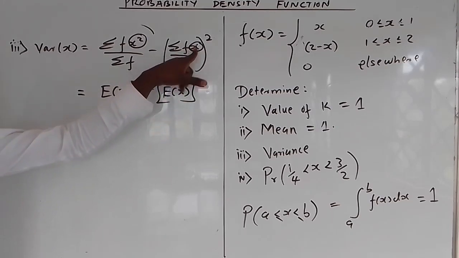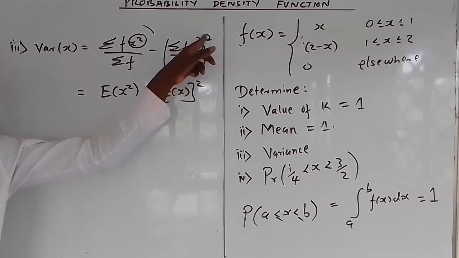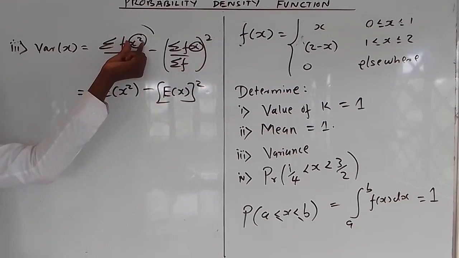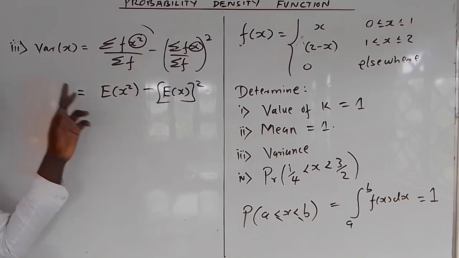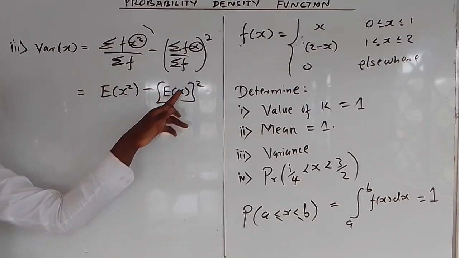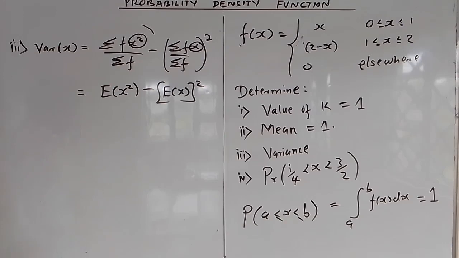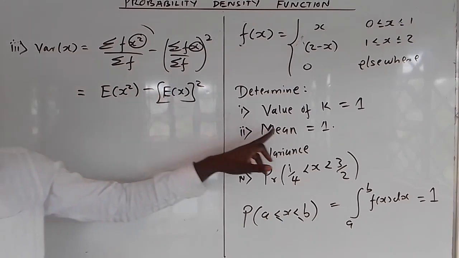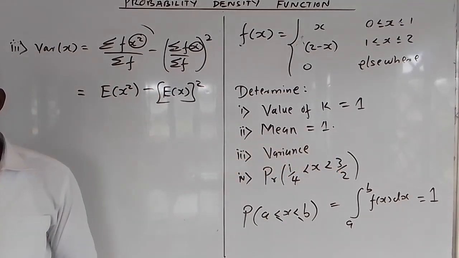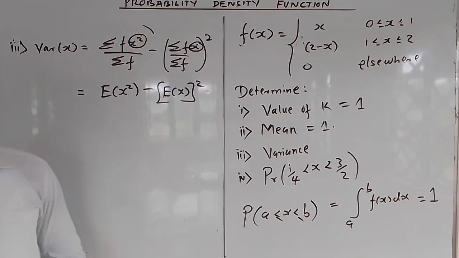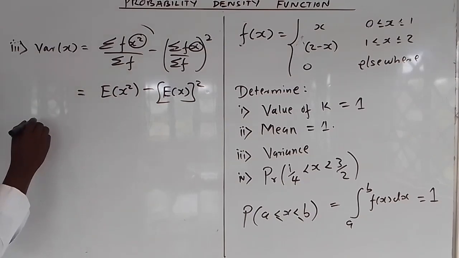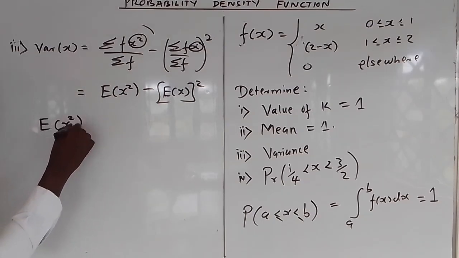So if here is x, then the whole of this is the expected value of x, but the whole of it is squared. Then here, when it is x squared, it is expected value of x squared. So the variance is going to be given by expected value of x squared minus the mean squared. The mean is the expected value of x, isn't it? So expected value of x we've already found, it is the mean. Are we together? So before we get the variance, we must get the expected value of x squared.